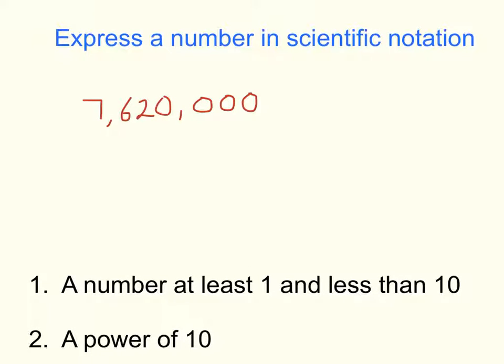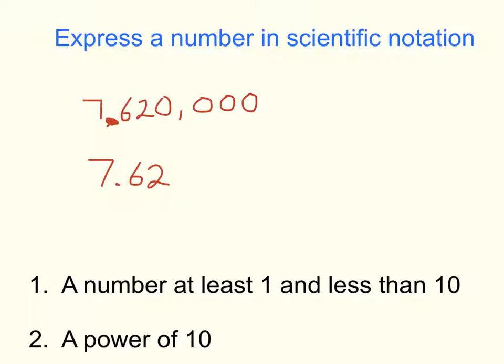So let's look at one more example here. We're going to write this number in scientific notation. The first thing you should do is write out the number and then figure out where I have to place my decimal so I have a number that's at least 1 but less than 10. If I place it right here, I'm going to get 7.62. Of course, I'd leave those zeros off because that number is at least 1 but less than 10. So now I'm going to place the decimal right there.